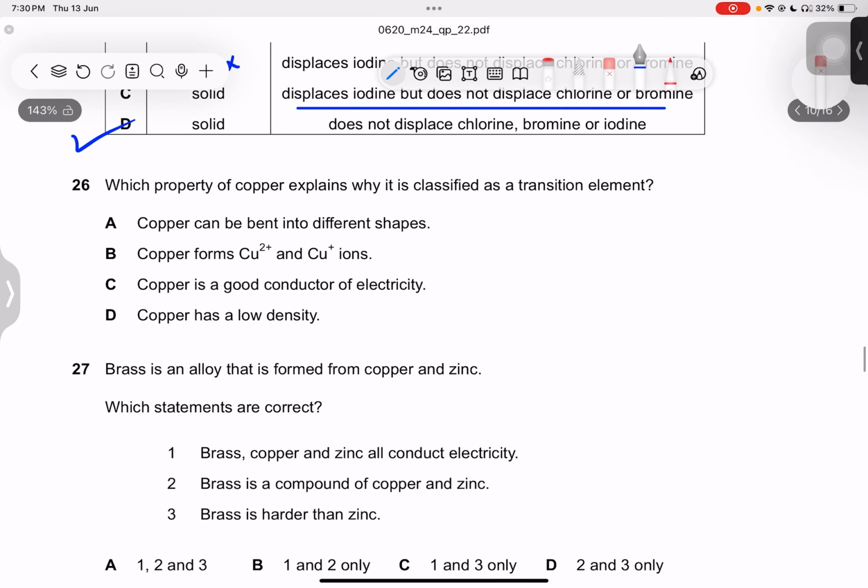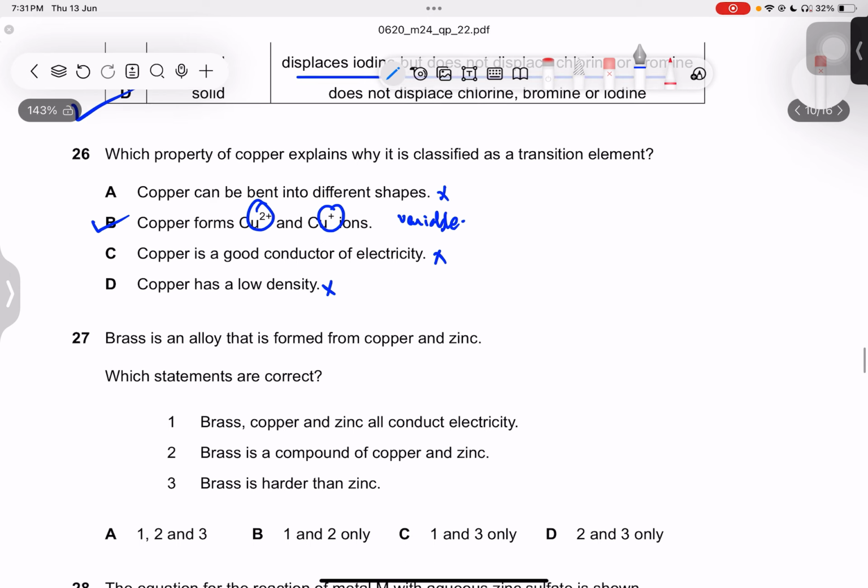Which property of copper explains why it is classified as a transition element? Copper can be bent into different shapes. No, this is true for all metals. Copper forms Cu2+ and Cu+, so variable oxidation state, which is a special property of transition elements. Electrical conductivity is true for all metals and it does not have a low density.